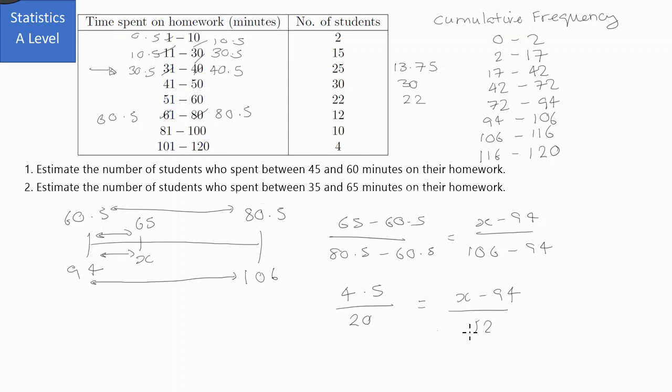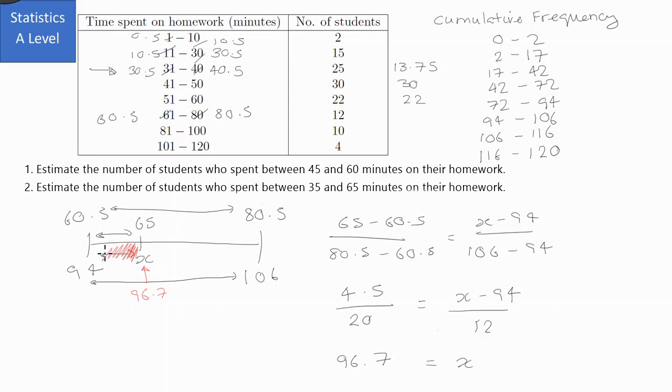Okay, and now we need to times both sides by 12 to get rid of this. That just times the 4.5 by 12. Then divide that by 20. Then add on 94 and we'll get our x. So the value of x is 96.7. So we write that on our little sketch over here, 96.7. And this time we want to know how many are below 65 in this group.